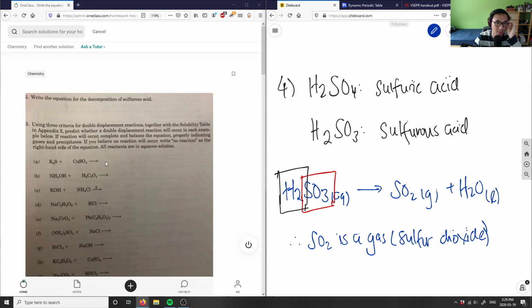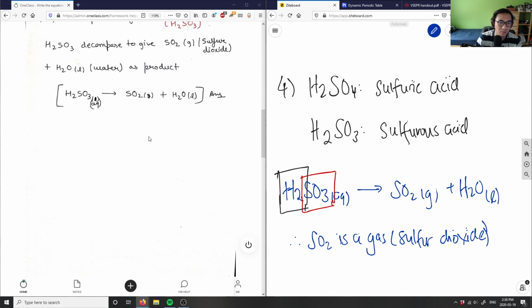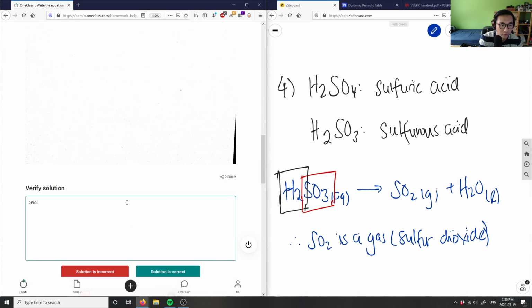Basically, the other questions here are asking for double displacement reactions with the solubility table, to predict whether or not this would exist. So you have to actually get a solubility table and write this down. But again, no solutions are written here, so I'm just going to say the solution is correct. It's a good analysis as well.